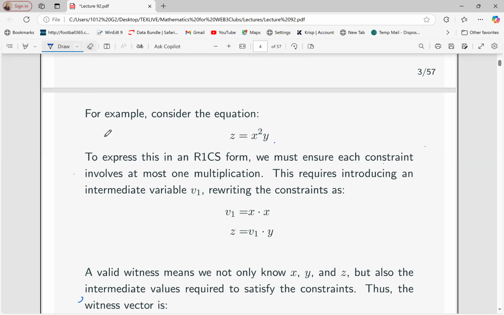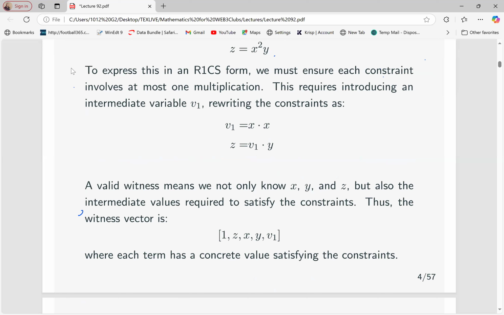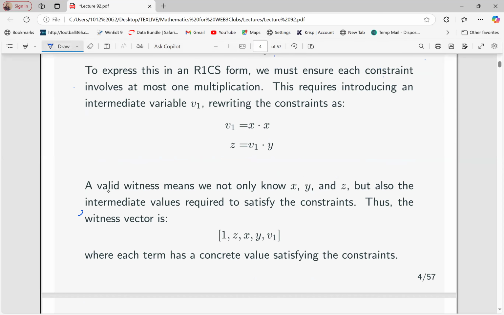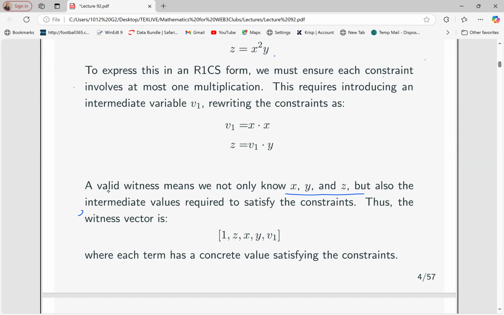Okay, just before we progress, of course, we've seen what a witness is here, what a valid witness. Let me just go through what I had written. I had said a valid witness means not only the value of X, Y, and Z, because we had been given Z is X squared times Y. When we say this witness is valid, it's not that you are only to be given X, Y, and Z. But you must also be given intermediate values, which we've seen in our case V1. This person must give us V1. And then the valid witness must have a 1 as the first element. So this is now what we call a witness.